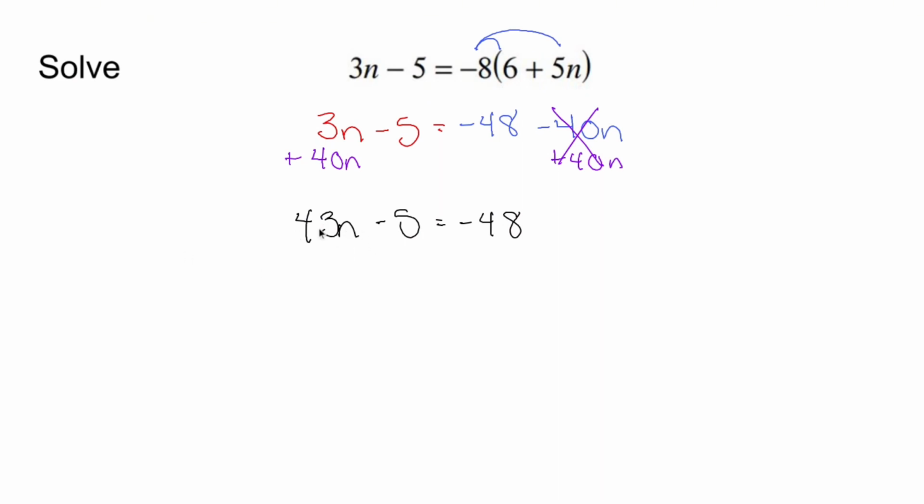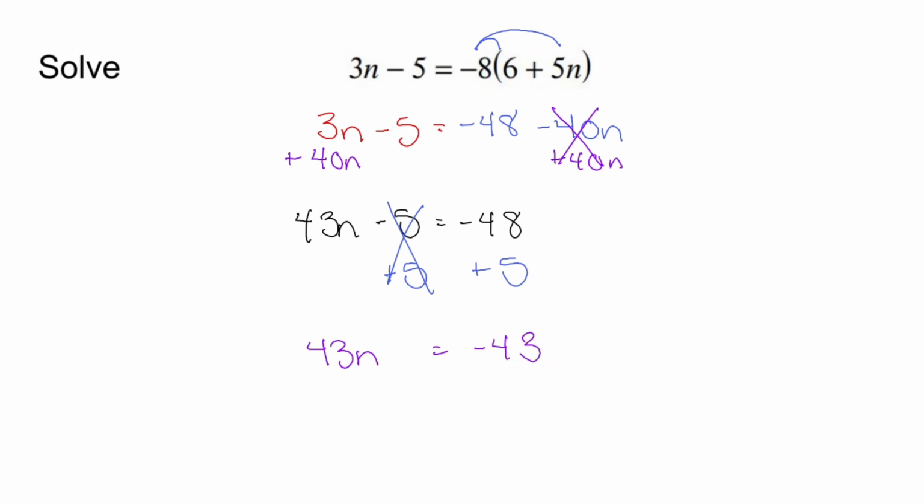Is n all by itself? No. Times 43 is in the way. Minus 5 is in the way. Always get rid of the thing that's being added or subtracted first, and do that by doing the inverse. So the inverse of minus 5 is plus 5, so we are going to add 5 to both sides. The negative 5 and the positive 5 cancel out. 43n drops down. That's gone. Equals drops down, and negative 48 plus 5 is negative 43.